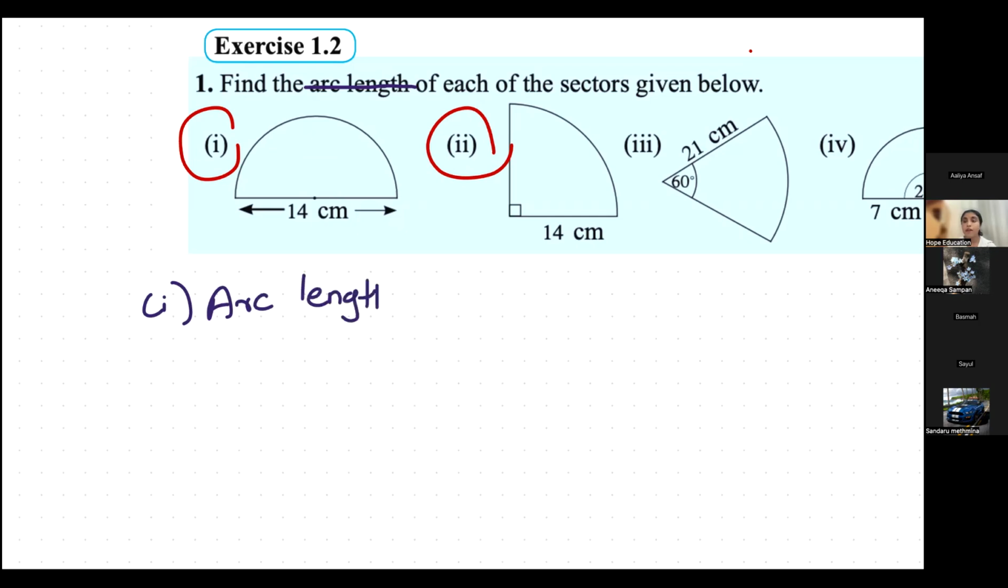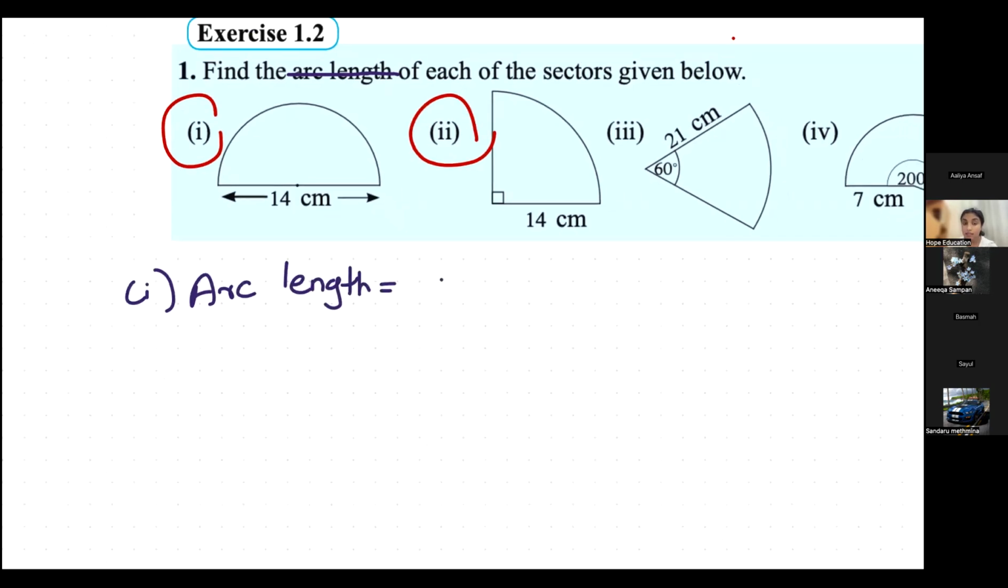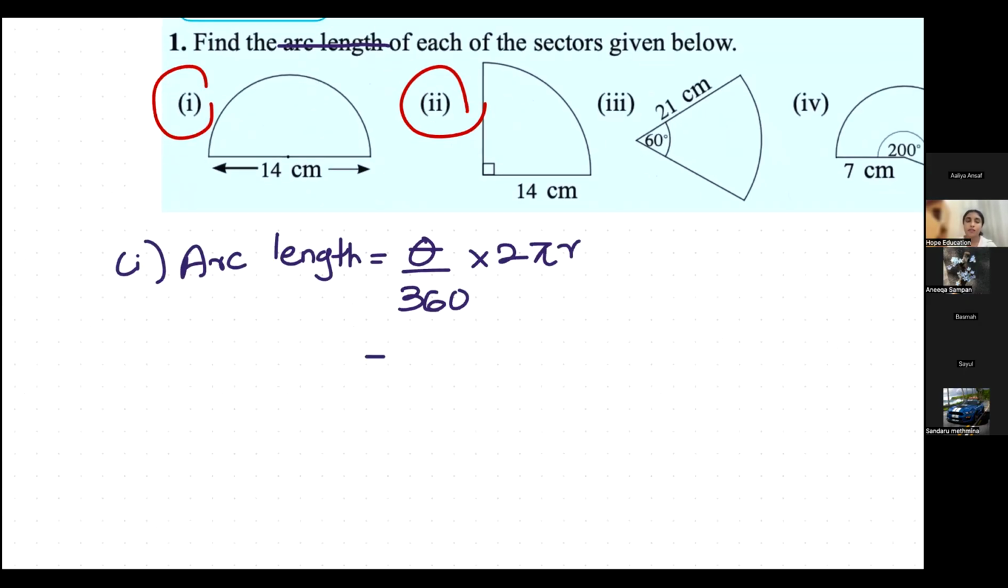Arc length ගත්තොත් ළමයි, we know the formula for arc length. Arc length is theta over 360 multiplied by 2 pi r. That is it for arc length, right? මෙයාගේ theta එක මොකක්ද? If you take Roman number 1, what is theta? 180. 180 because it's a semicircle, no? Yes, very good. 180 divided by 360 multiplied by 2.